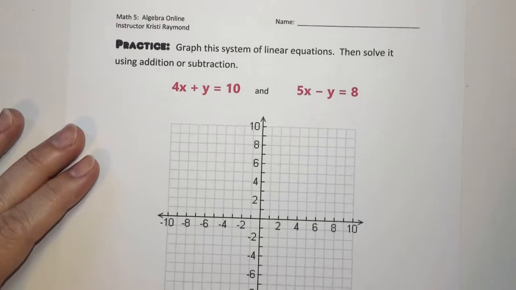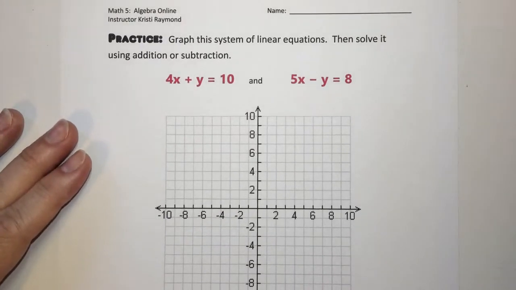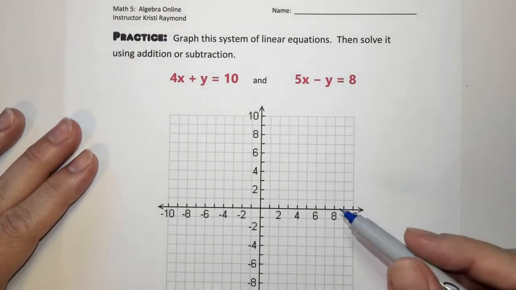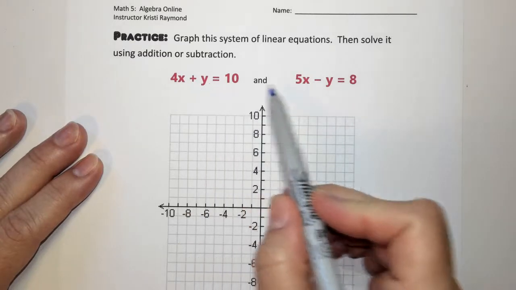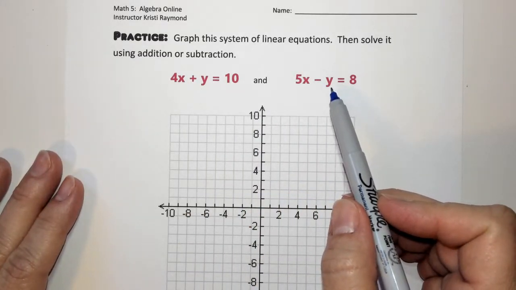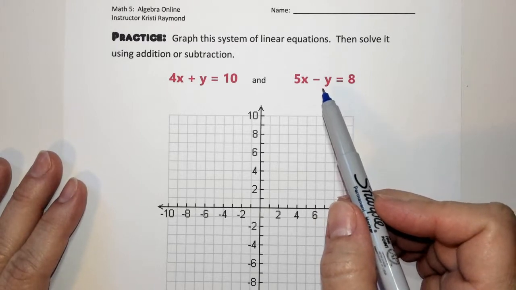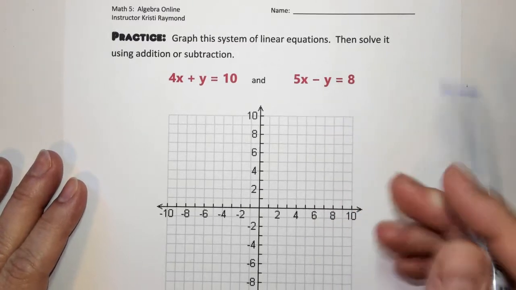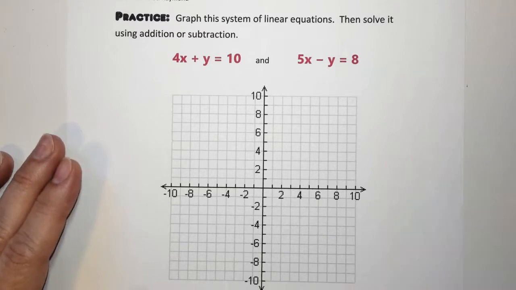Oops, wrong one here. This is the right one. So let's graph this system of linear equations and then solve it using addition or subtraction. So we'll have to figure out which we want to use. It does say to graph this one first, so let's go ahead and do it.